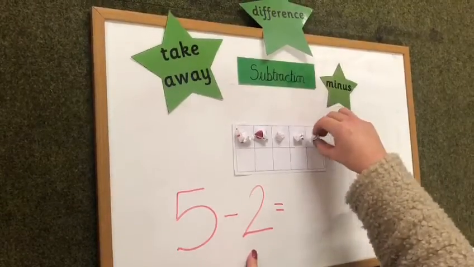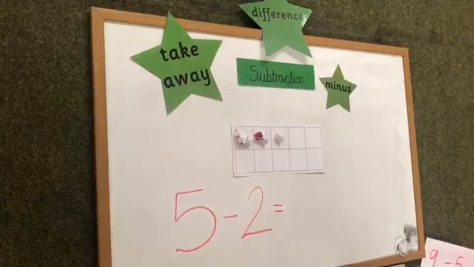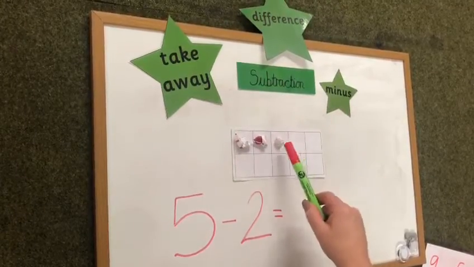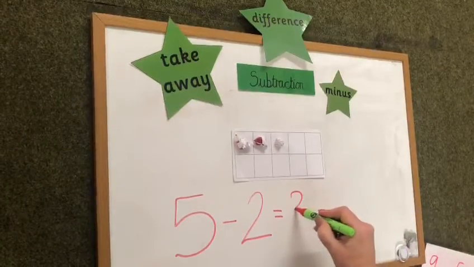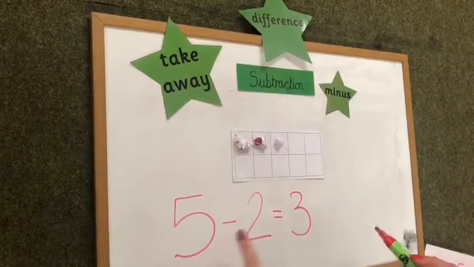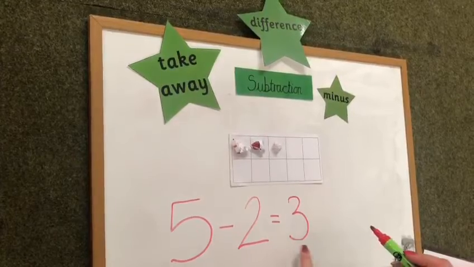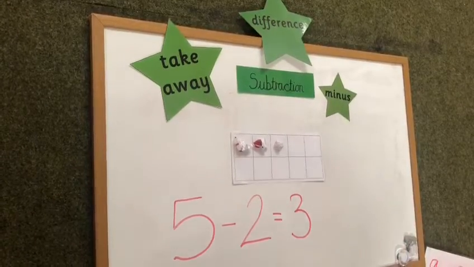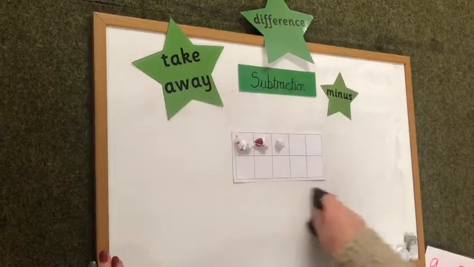Let's see. 1, 2. So all together, 1, 2, 3. So we have 3 bits of paper. So we had 5, we've taken away 2, and we're left with 3. And yes, that number is smaller than that number. Well done, everyone, if you've got the same answer as me.